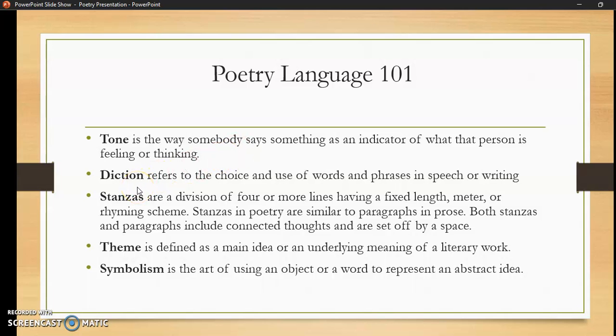Diction. This is just a fancy way of saying the word choice, the use of words and phrases in the writing.